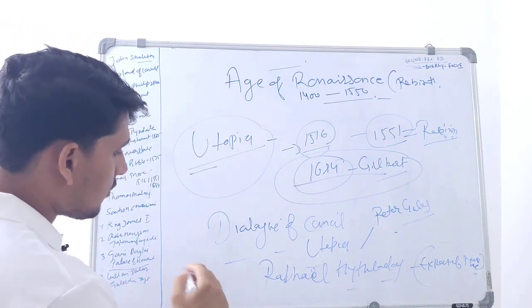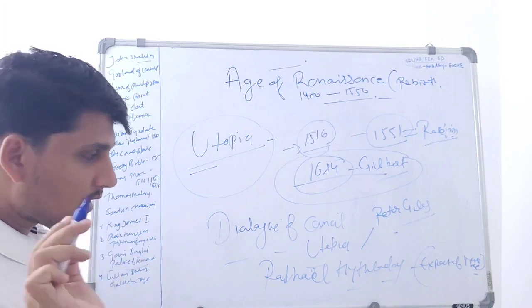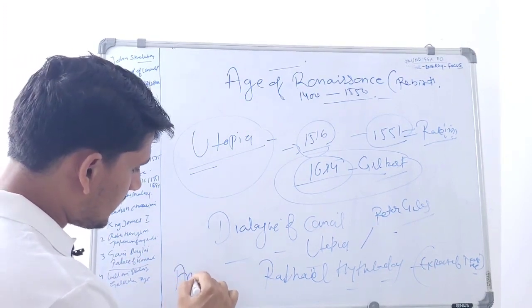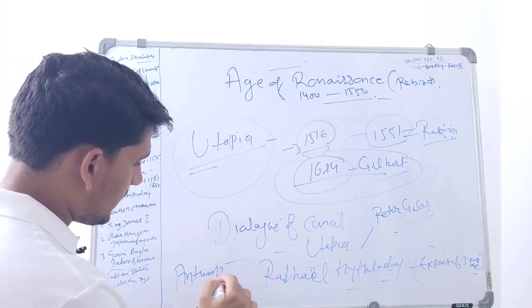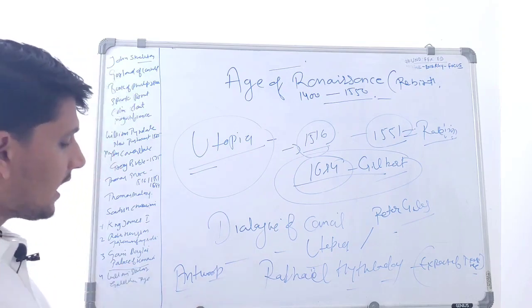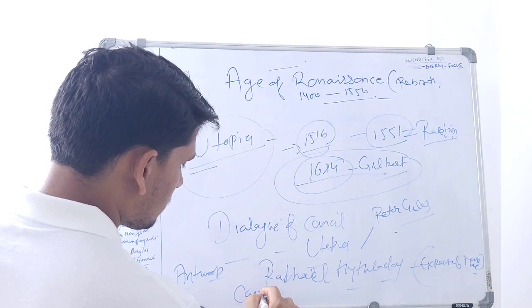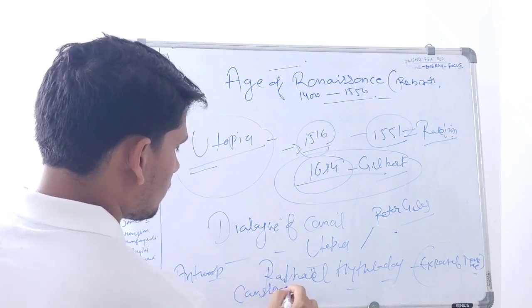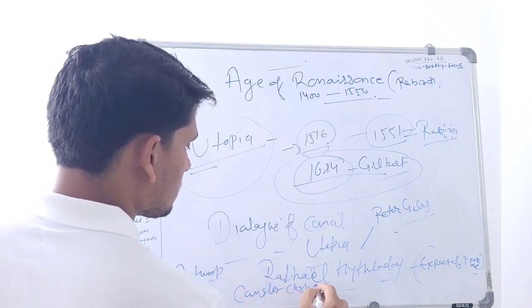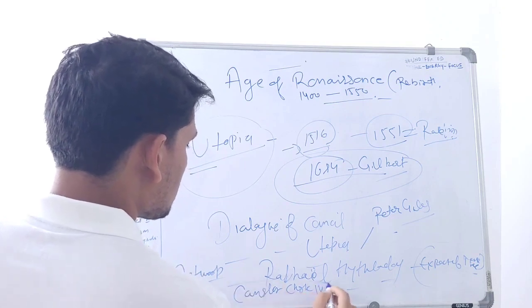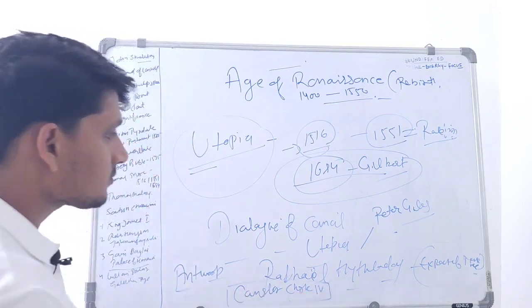Beside this, we have two more characters. One is the clerk of Antwerp, and another one we have here is the counselor of Charles IV. These are the other characters that we meet here.